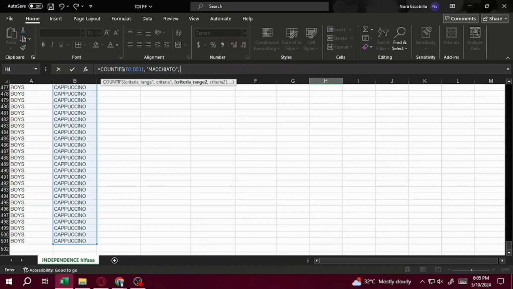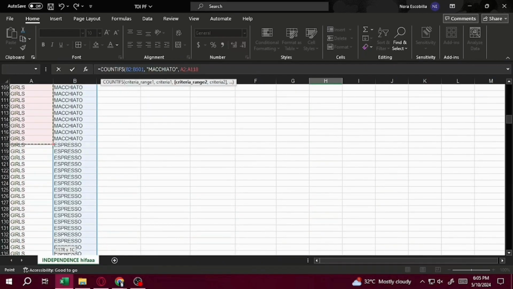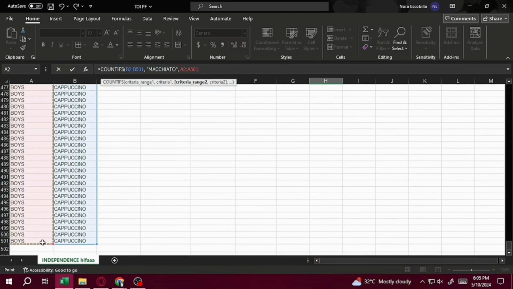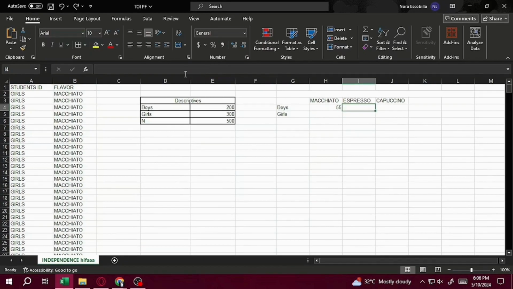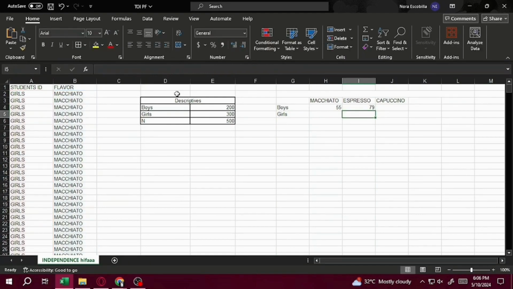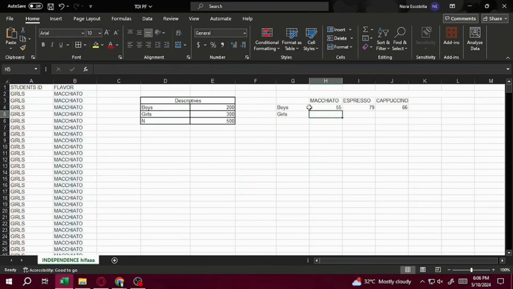After that, proceed to the student ID. Let's select the student ID column down to the bottom. After selecting all of the student IDs, let's type the boys. Now we get 55 boys for macchiato. We can copy the function and change the criteria into espresso to make it more efficient. So we got 79 for espresso. Change the criteria again into cappuccino. We got 66 for cappuccino.